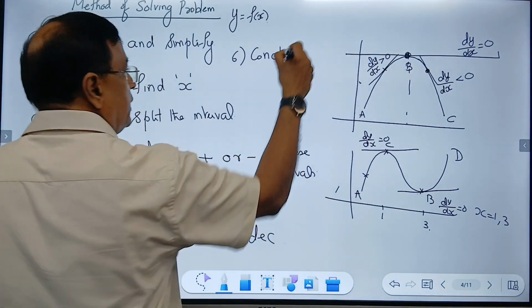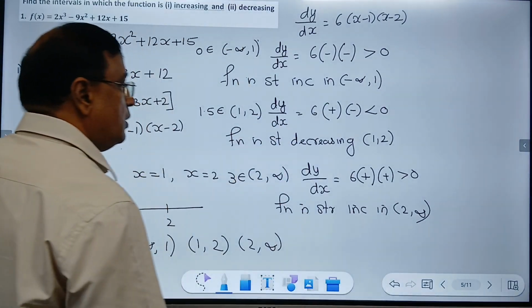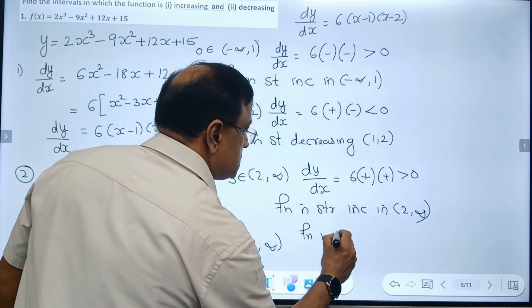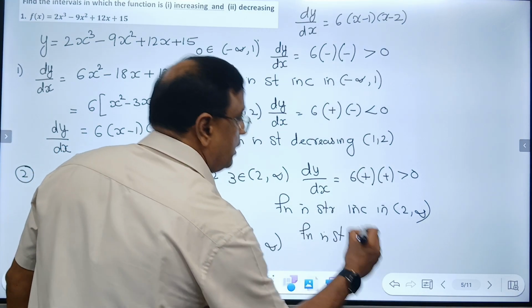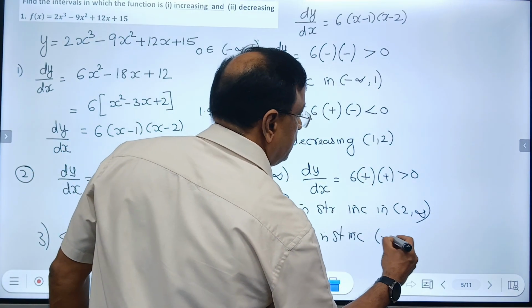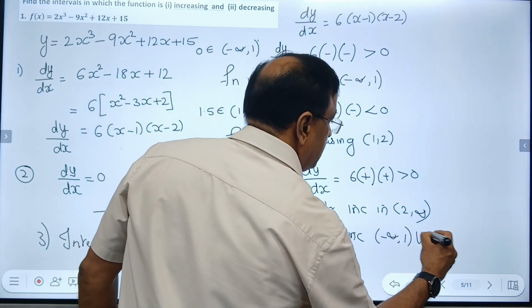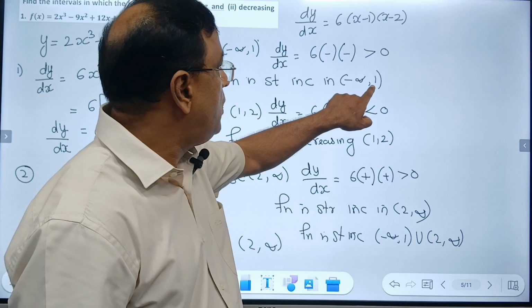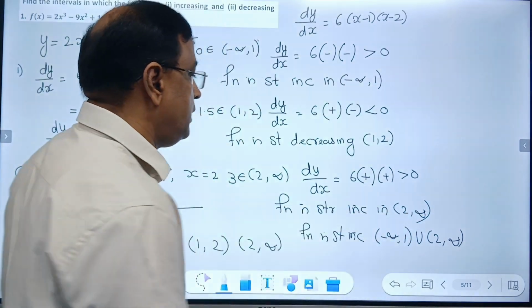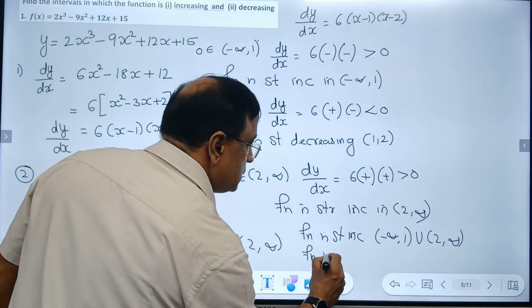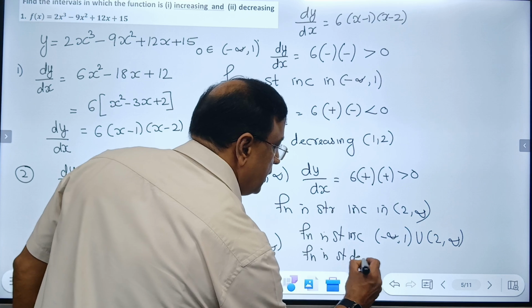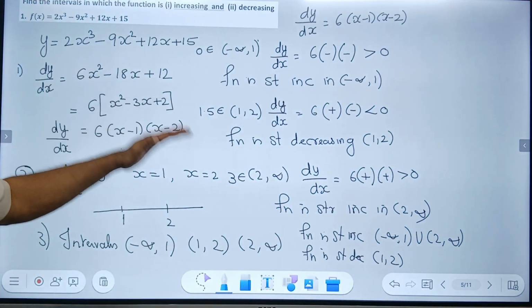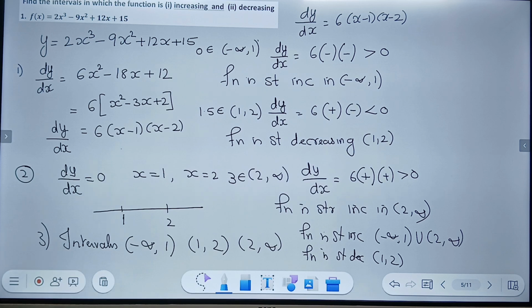It's very important you write the conclusion. Now what is the conclusion? You can say the function is strictly increasing where x is in minus infinity comma 1 union 2 comma infinity. And the function is strictly decreasing where x is in 1 comma 2. So this will be the complete solution for this particular problem.